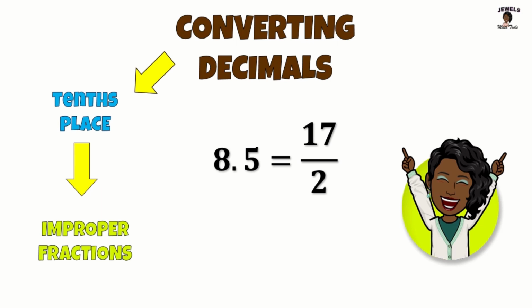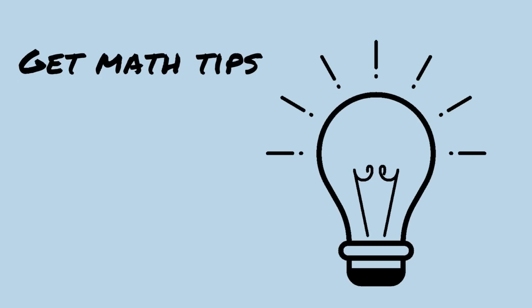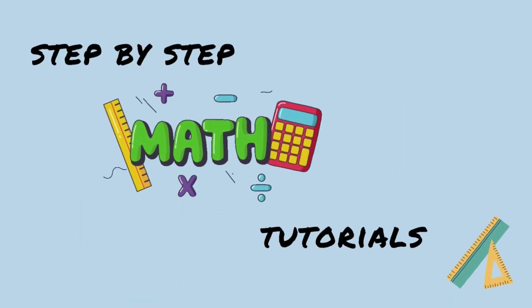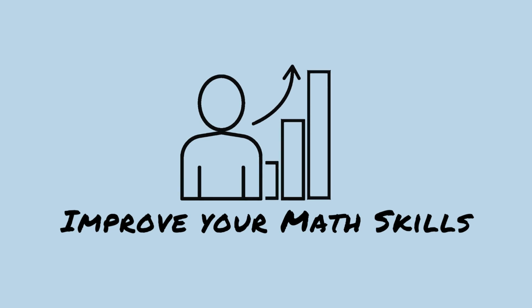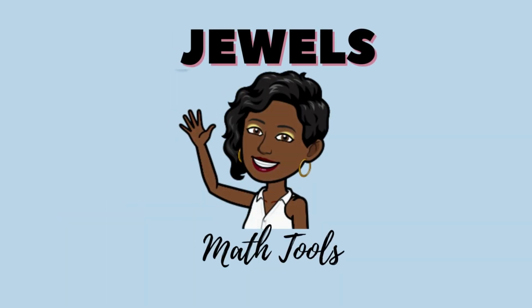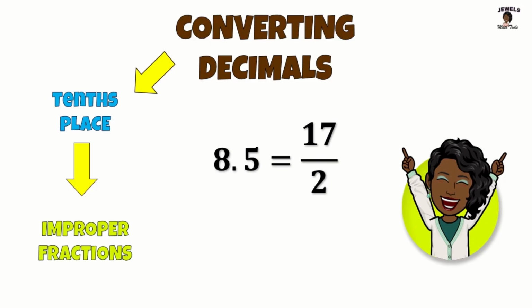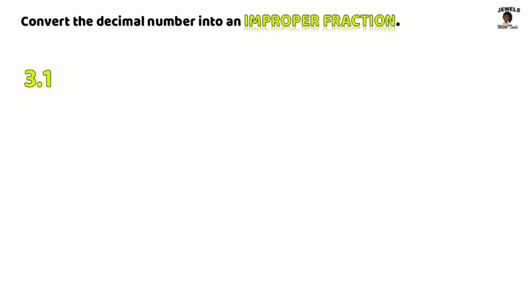In our session today, we are converting a decimal number in the tens place into an improper fraction. So if you're ready, let's get started. In our example today, we're going to begin by converting our decimal number 3.1 into an improper fraction.